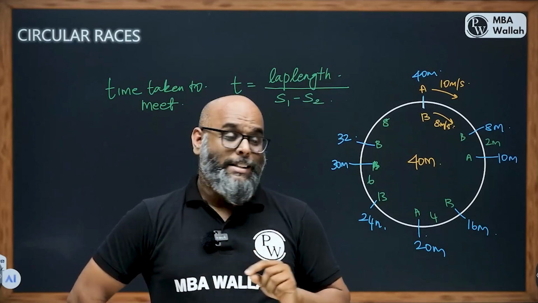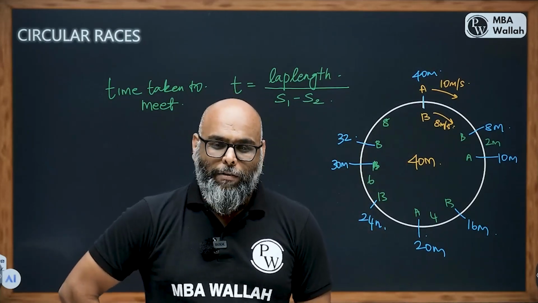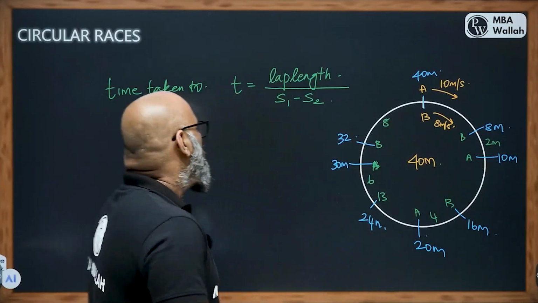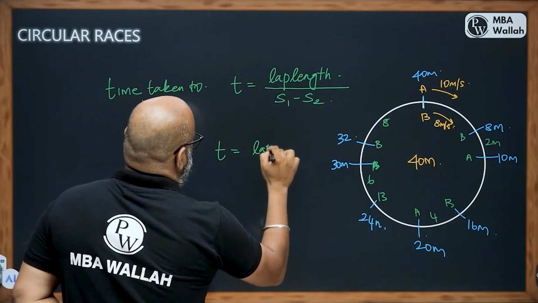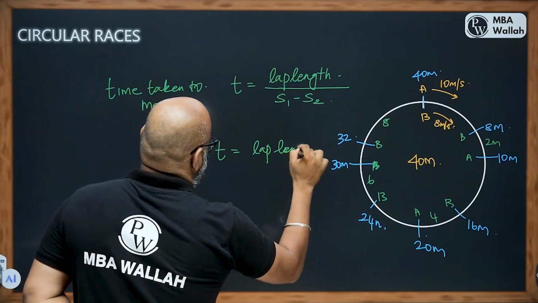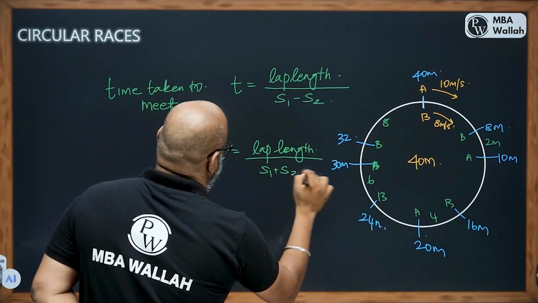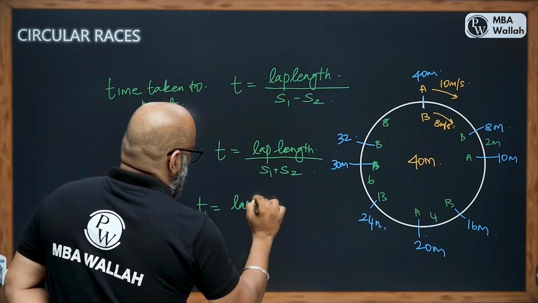Now, if the question is, we are running in the opposite direction, is that making it complicated for us? Absolutely not. There's only one change that we are going to make. In that case, time taken will be lap length divided by S1 plus S2.